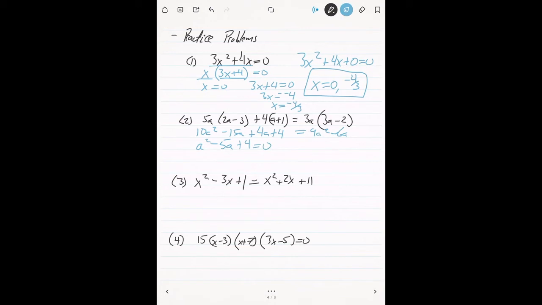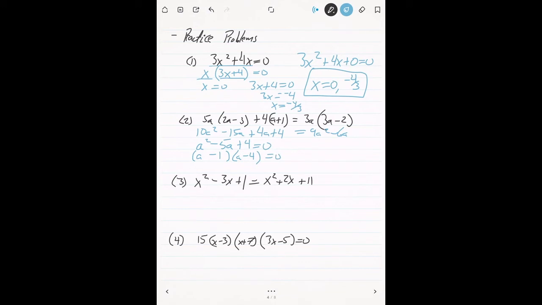Remember, the reason we do this is so we have the zero product property being utilized: the polynomial set equal to 0. So we can go ahead and factor this. The first terms are a and a. And then we have to think what multiplies to give us positive 4, but adds to give us negative 5. That's going to be a negative 1 and a negative 4.